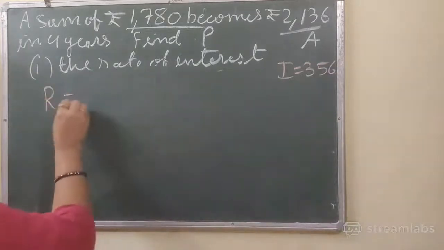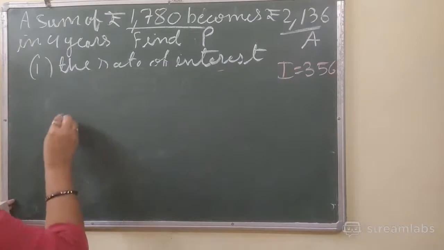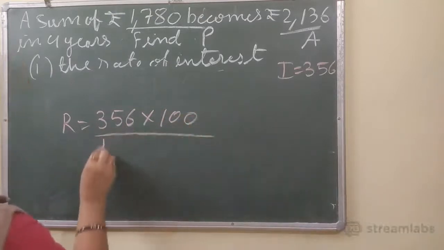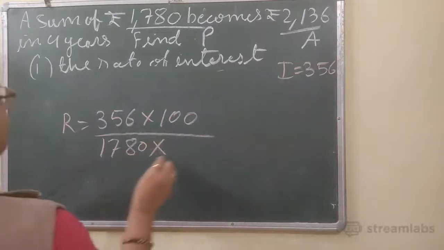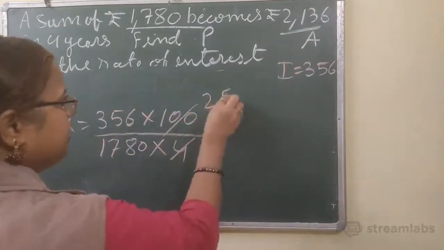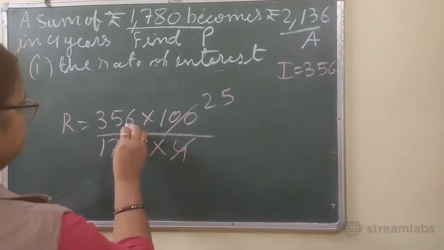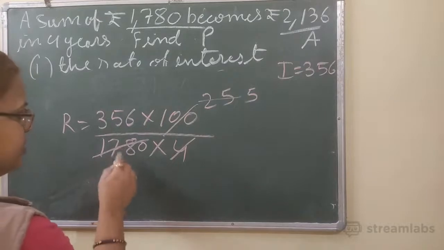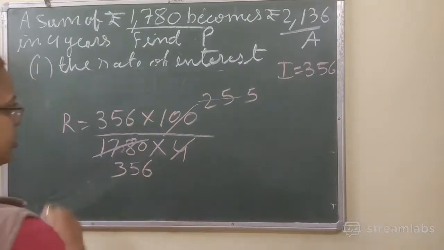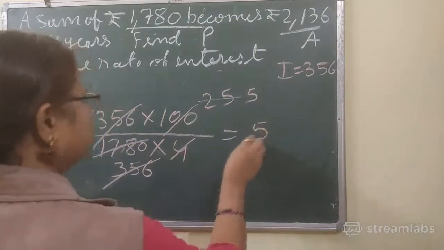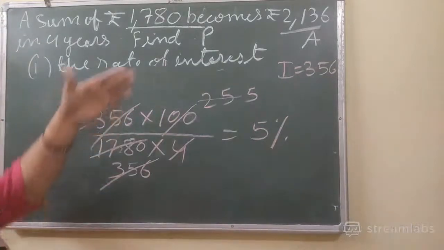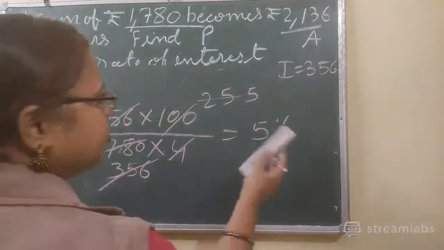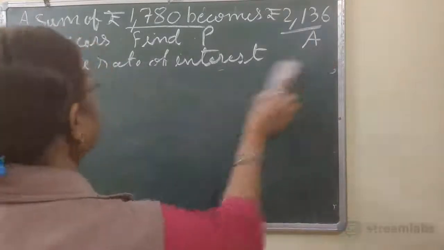Now the rate of interest. R is equal to simple interest. Leave some place here so that we can do the calculation. So 356 into 100 by principal 1780 into 4. Here we can cancel, 5 5s are 25, 5 6s are 30. Very good. So the rate is 5%. We were not getting enough place for the calculation. For calculation you need enough place so that you don't make any mistake. So the answer is 5%. Now, next, sub part 2.